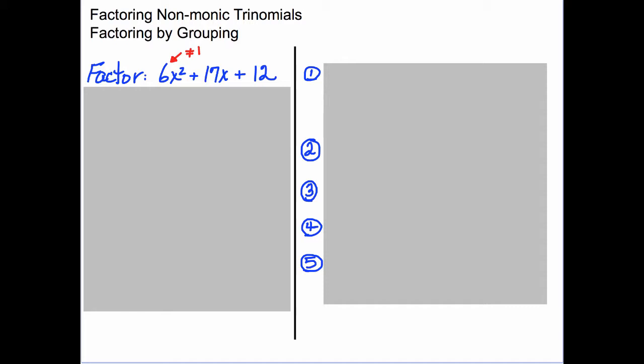Now they're a little more tricky than the regular monic trinomials, but not too much. In many textbooks they teach you how to factor these using trial and error. I'm going to do something that will build on some skills that you already have and minimize some of the trial and error. Now, the summary of the steps is as follows.